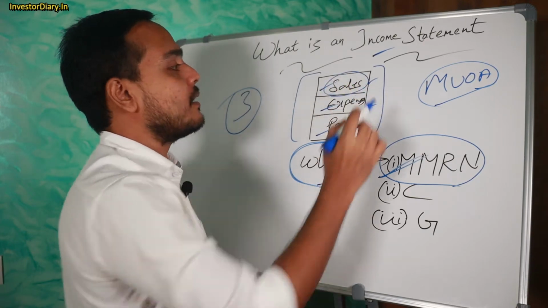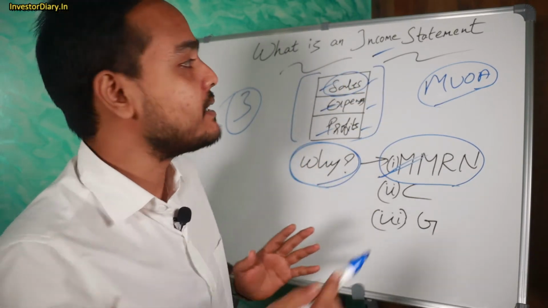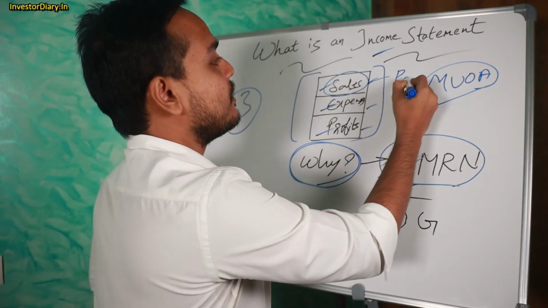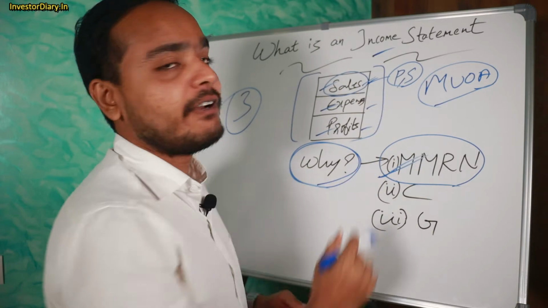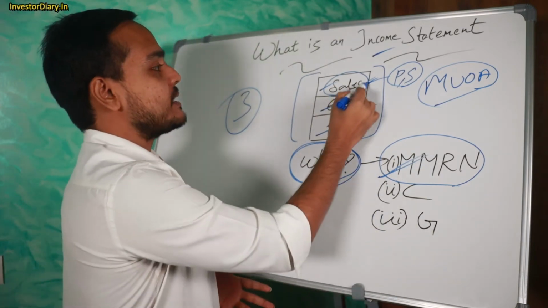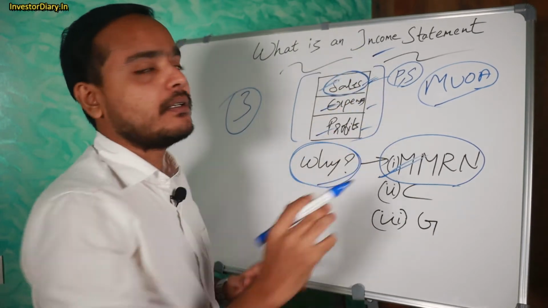And by the way, you should know what it means by sales. So obviously every company will sell a product or service to generate revenues. So basically revenues or sales is also known as the top line. Now that is the sales.